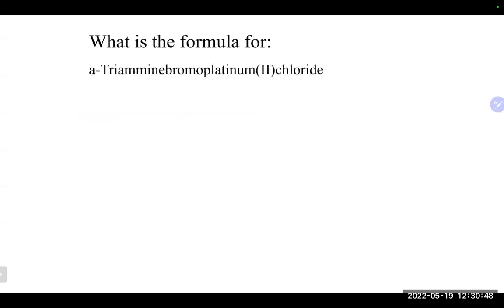All right, 2 more to finish it out here. Let's do a couple more formulas. So write the formulas for each of these: triammine bromo platinum(II) chloride, and potassium hexafluorocobaltate(III). Sounds like fun.